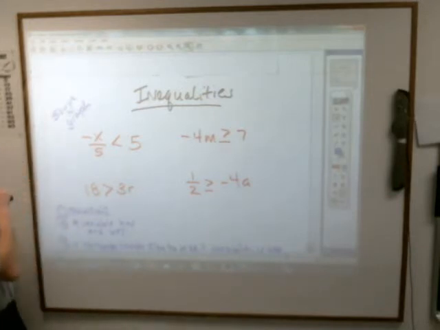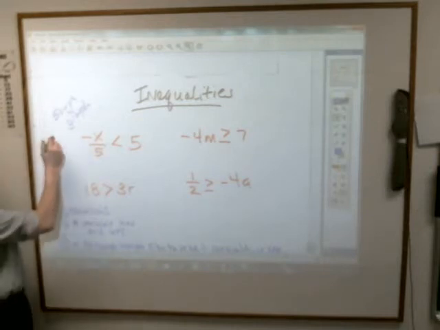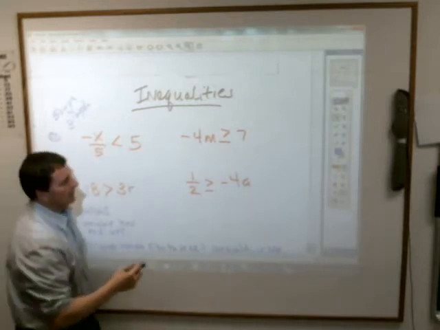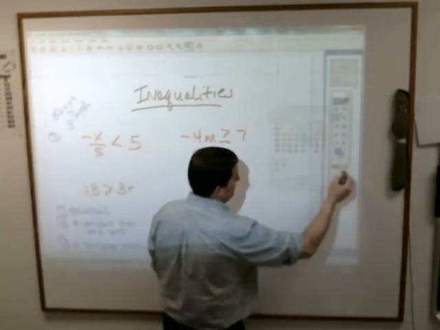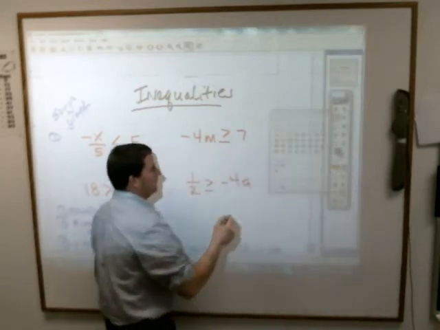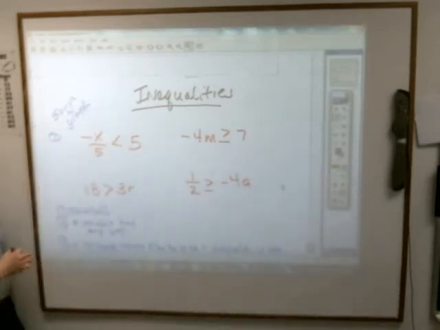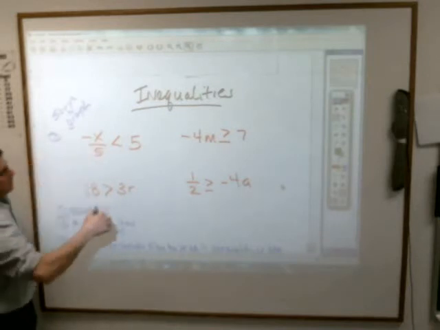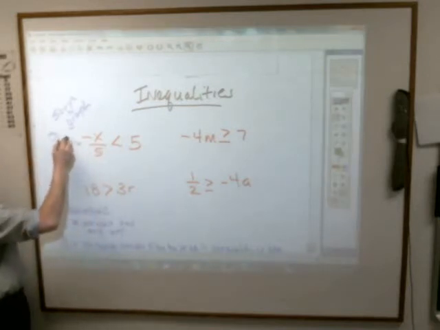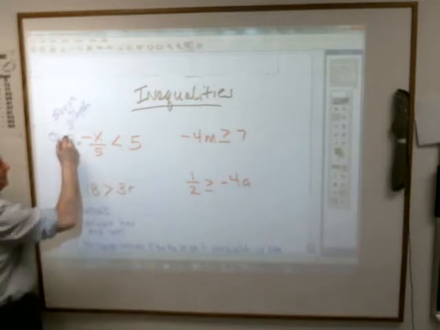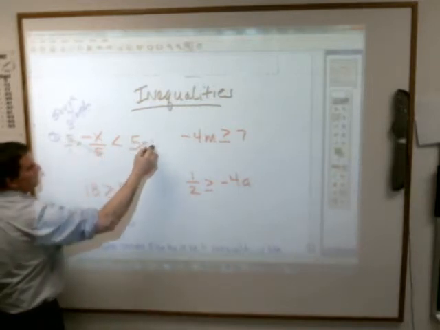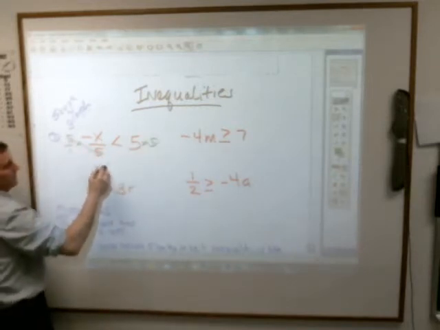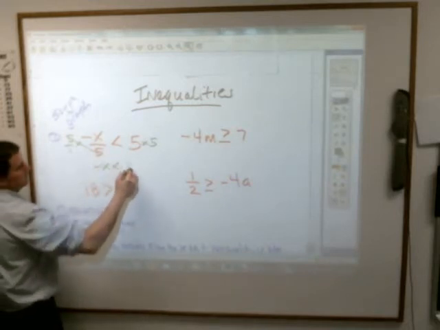So taking, for example here, problem number 1. If I'm solving that, I want to get the letter x by itself. What's the first thing I have to do? I get rid of this dividing by 5, so I'm going to multiply both sides by 5. That gets rid of this 5. Now I have negative x is less than 25.